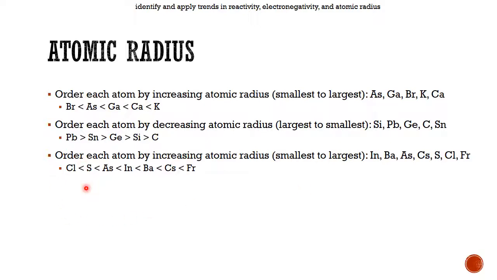And then if I look at my next element going left and down, I would get to sulfur, followed by arsenic, followed by indium, and then barium, cesium, and francium. So you'll notice these are just ordering the elements from the top right of the table to the bottom left, because that would be by increasing atomic radius.